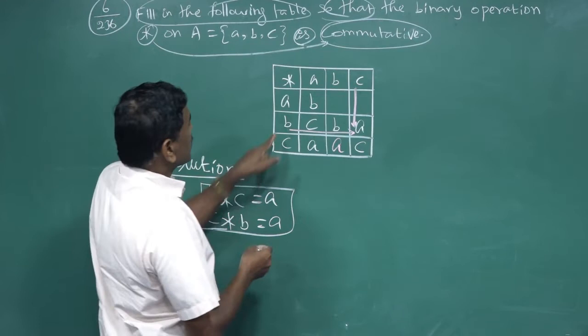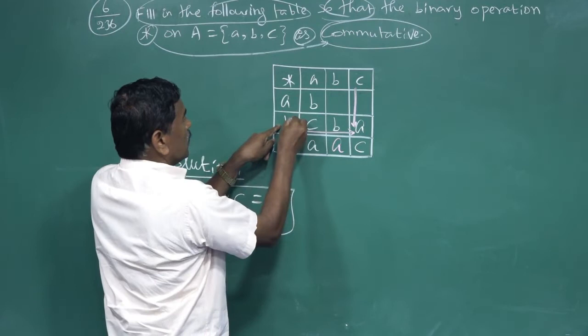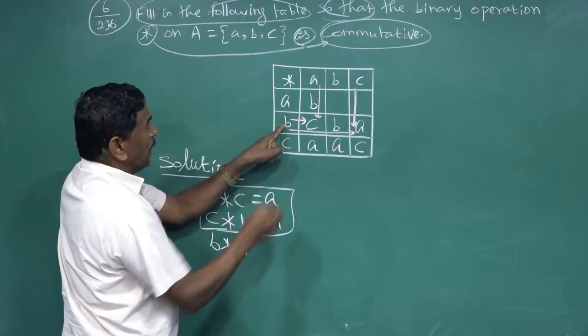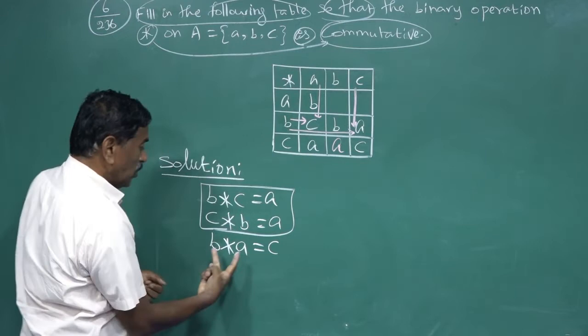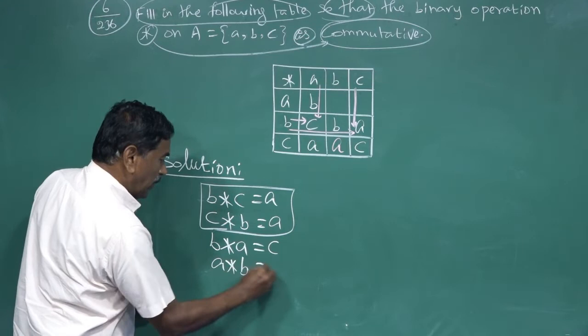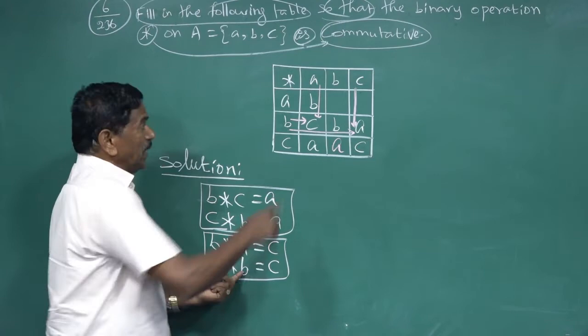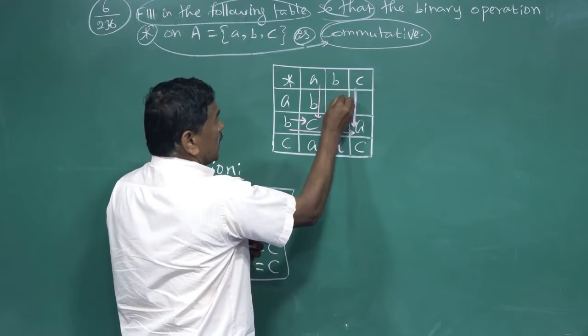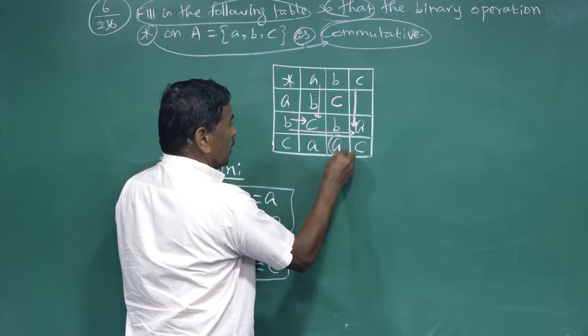Next, similarly, listen carefully. B star A is equal to C. Since star is commutative, B star A equals A star B, so A star B is equal to C. Now, where is A star B? Here. So A star B is equal to C, and this answer is C. One box we filled is A, and the next box we filled is C.